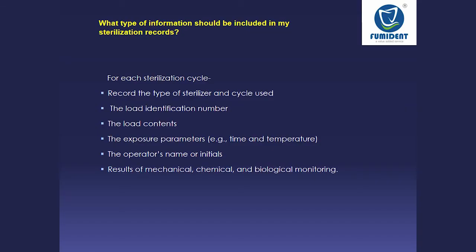Then what type of information should be there in your sterilization record? Record the type of sterilizer and cycle that we use, then what was the load in that cycle, the operator's name, whatever mechanical parameters you have followed, whatever chemical indicators you have put inside for the monitoring, and the result of sterilization monitoring procedures.